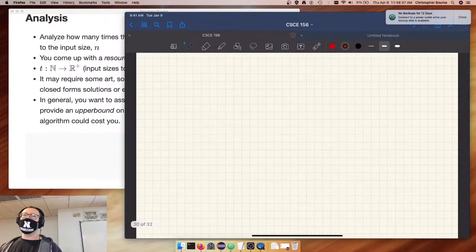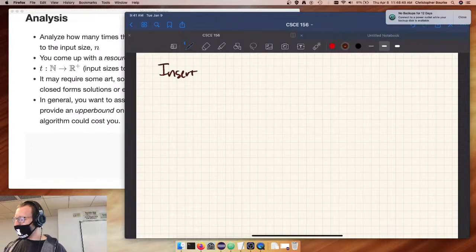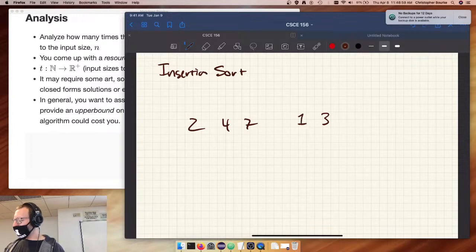Let's do one more example. Yeah, we've got plenty of time. Let's do a different sorting algorithm, one that you may not have seen before. This sorting algorithm is called Insertion Sort. 2, 3, 4, 7, 1, 5. All right, there's my list.